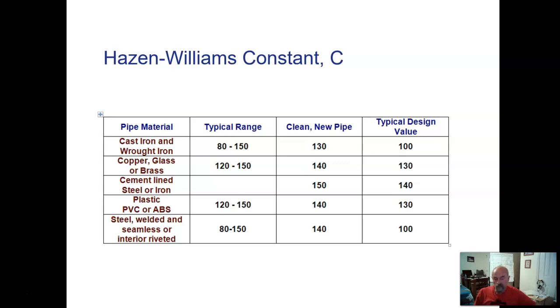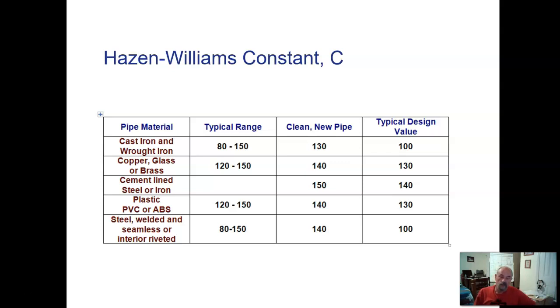Because the Hazen-Williams constant is in the denominator of the formula, a decrease in the constant will result in an increase in the frictional head loss. You'd be able to see in the table the constant used for design is less than the clean new pipe constant. So the design value assumes the pipe has been in service for a number of years, and that's the way you would design it too.